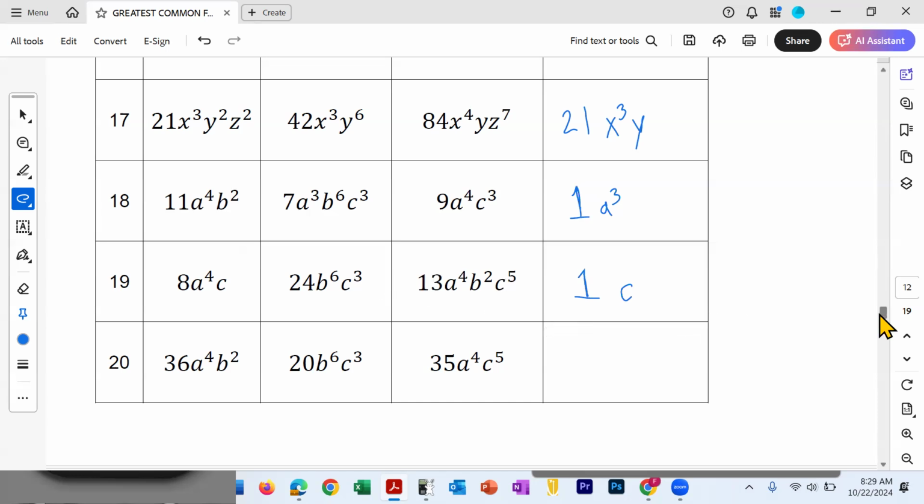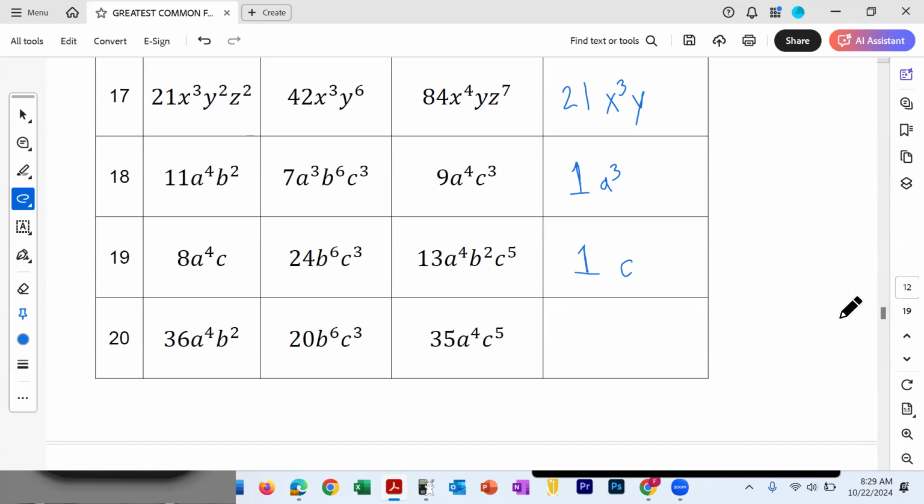Okay, last one. Any volunteer? 36, 20, 35 is going to be 1. Do all terms have an A? Do all terms have a B? So I'm finished.